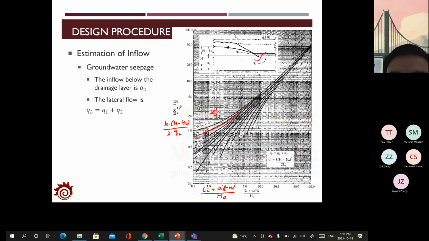And if you find the value of the horizontal axis with the value of 0.2 or 2.0, then you probably will get the value of K times (H minus H0) divided by 2 times QA, as in this case, that will be 1.4. And with that, you are able to find out the value of Q2 if we are provided with the value of K, H, and H0.